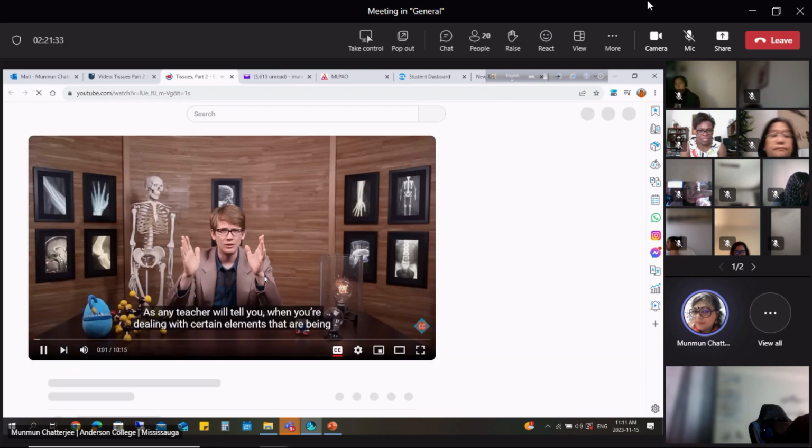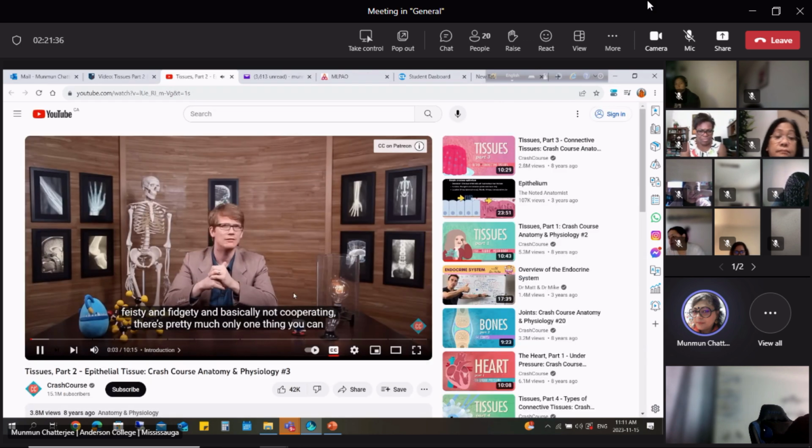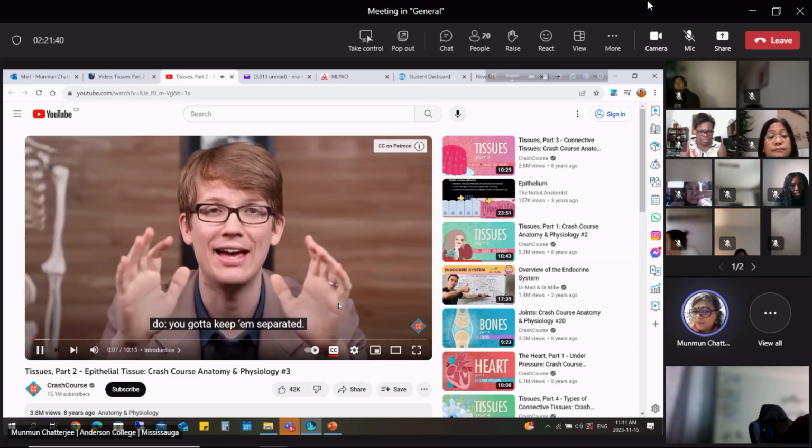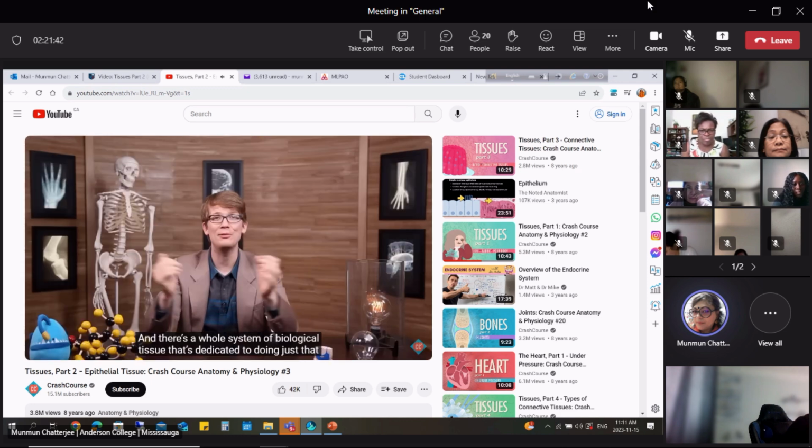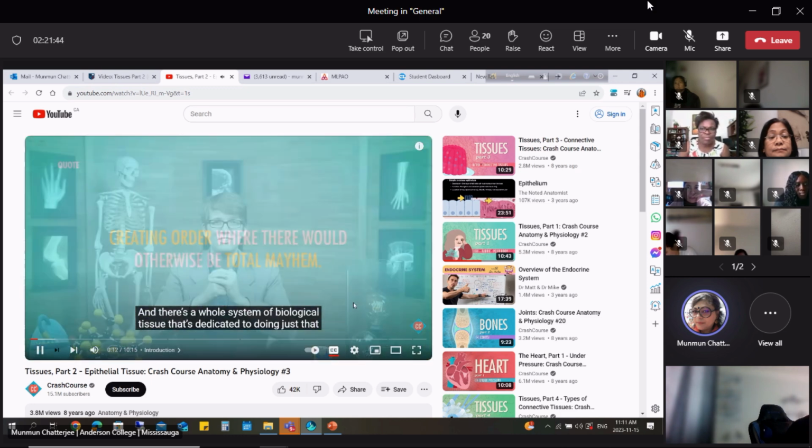When you're dealing with certain elements that are being feisty and fidgety and basically not cooperating, there's pretty much only one thing you can do. You gotta keep them separated. And there's a whole system of biological tissue that's dedicated to doing just that.